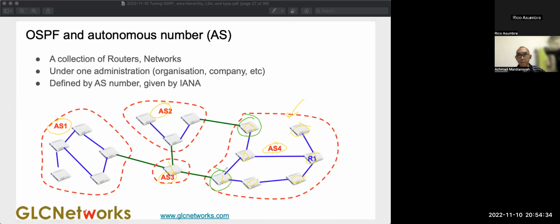Usually they are running two routing protocols. First is BGP and OSPF. Sorry, my handwriting is not good. So BGP, okay. Here also BGP and OSPF. That is for the router that is located at the edge of your network to the internet. Okay, so that's how it works.